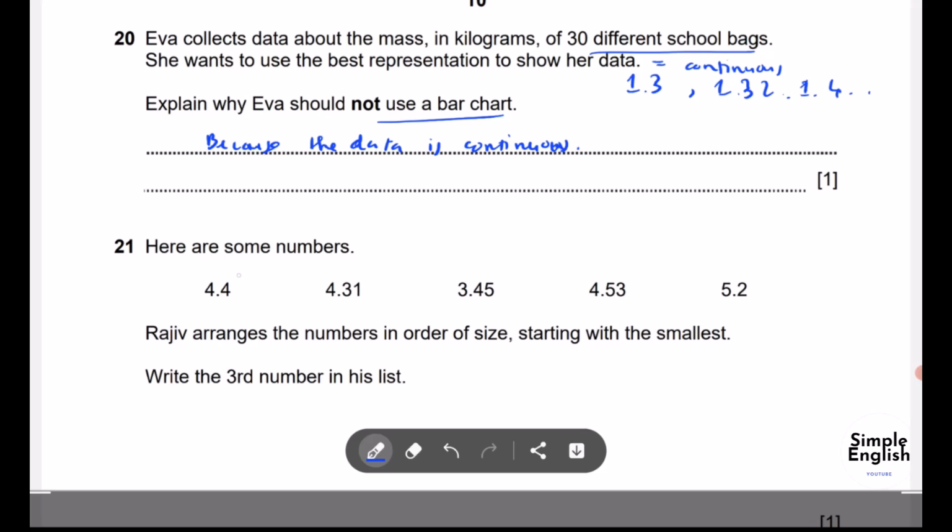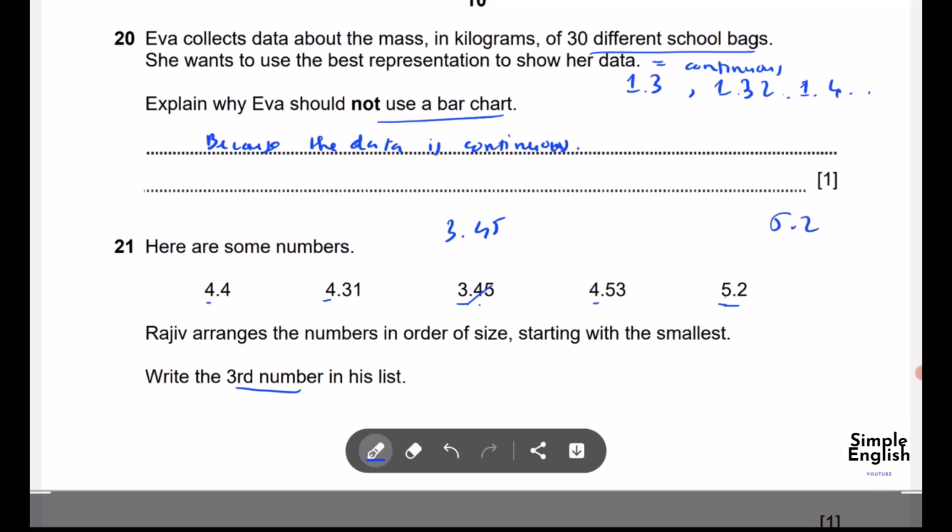21. Here are some numbers, 1, 2, 3, 4, 5. Rajiv arranged the numbers in order of size, started with the smallest. Write the third number in his list. So you need to rewrite them, started with the smallest. So the smallest is this one, right? So we write 3.35. How about the second smallest? This one must be the largest, right? Because it's number 5.